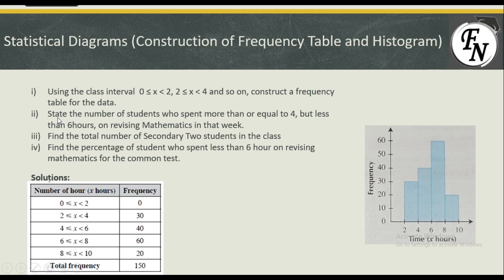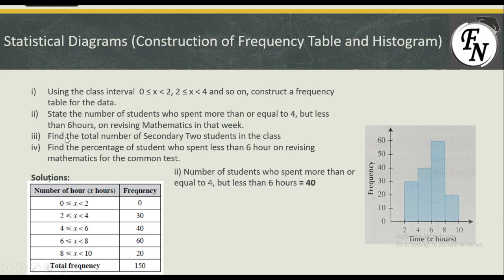Other than that, we have been asked to state the number of students who spend more than or equal to 4 but less than 6 hours on revising mathematics in that week. So these are the number of hours and these are the number of students, and we need to find how many students spend more than or equal to 4 hours and less than 6 hours. So this is this range. There are 40 students who did that, which is the answer to part 2.